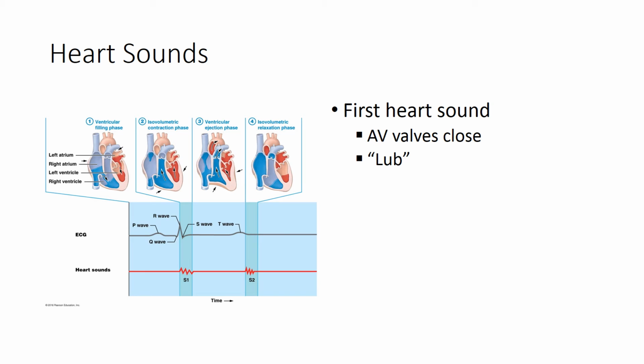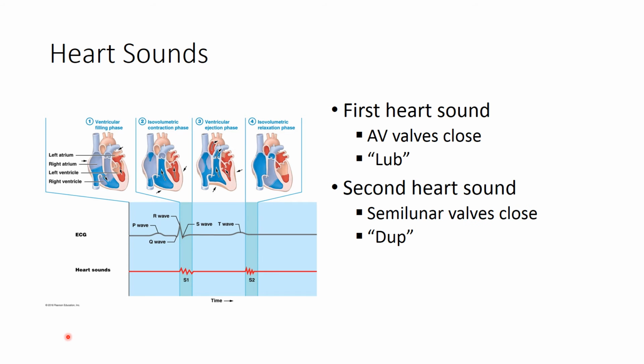Now to look at this a little further, I want to orient you to this diagram. So first of all, we have the ECG, the electrical recording of the heart. Here we have a diagrammatic view of the different phases of the cardiac cycle on top here. And then we have a recording of the heart sounds. So this is the first heart sound. This is often called lub. And then we have the second heart sound, which is called dup. Okay, and that second heart sound is related to the semilunar valves closing.